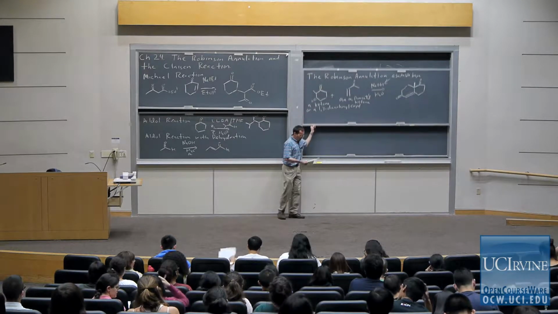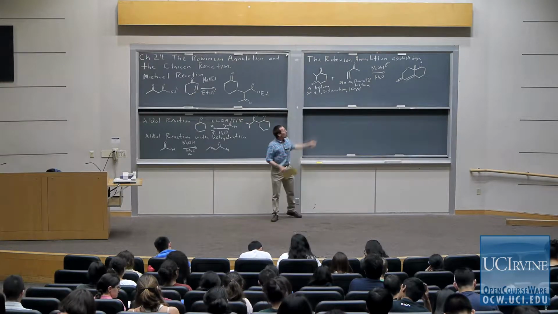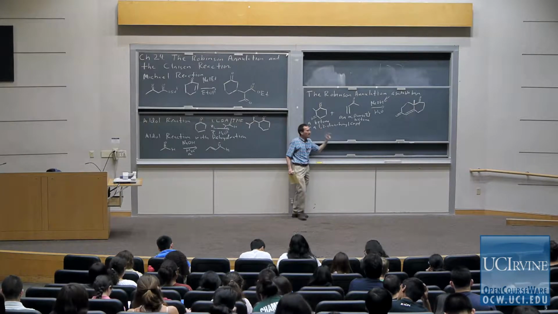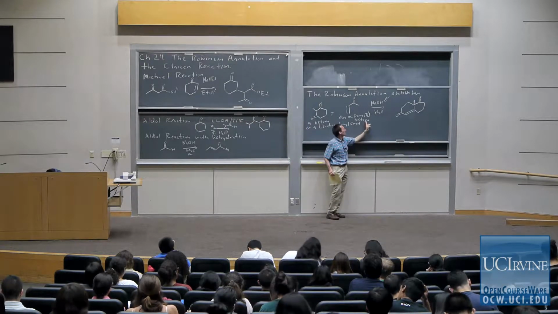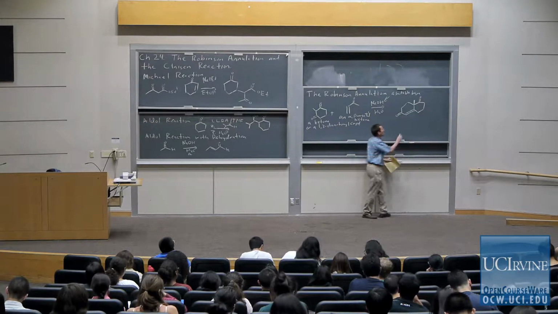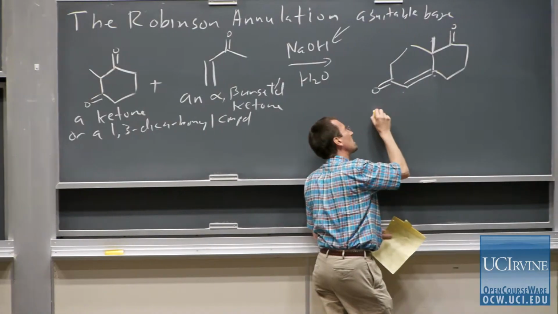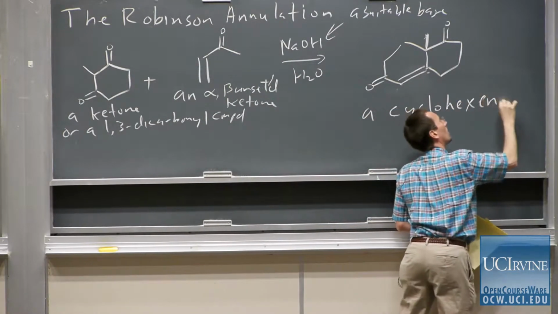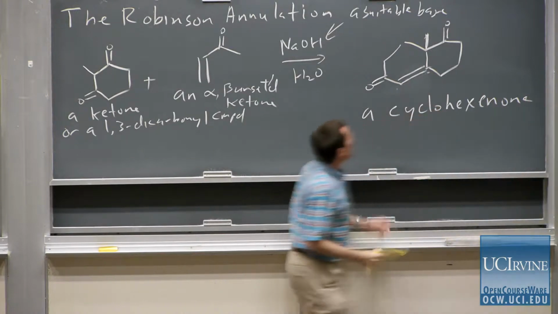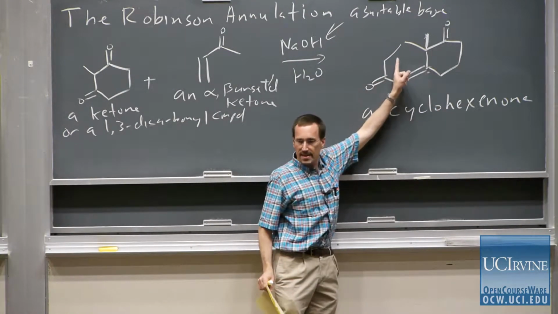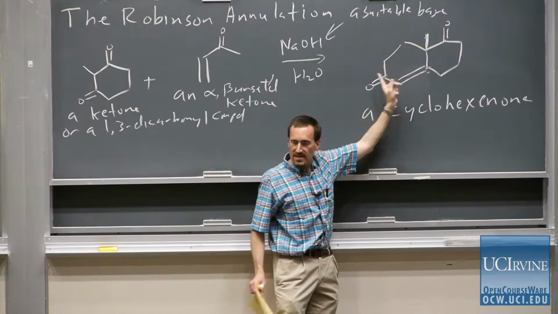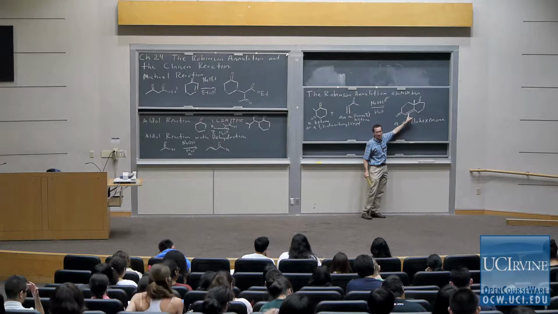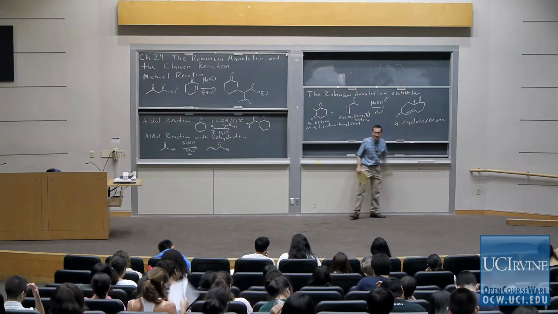Okay, so what's going on here, and since I've been writing all of these archetypes, a ketone or 1,3-dicarbonyl, an alpha beta unsaturated ketone, let me write out the key thing here. The key thing is that we're forming a cyclohexanone. In other words, the new feature that we've added is a 6-membered ring containing a carbonyl group, hence cyclohexanone, but also a double bond, so a cyclohexenone.